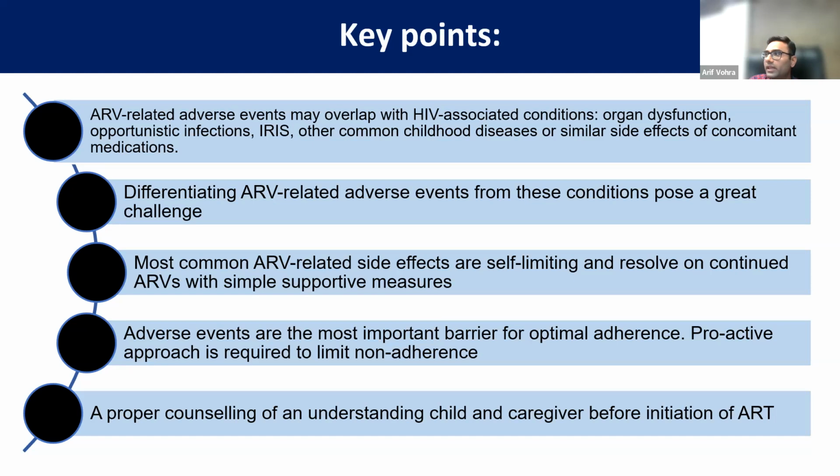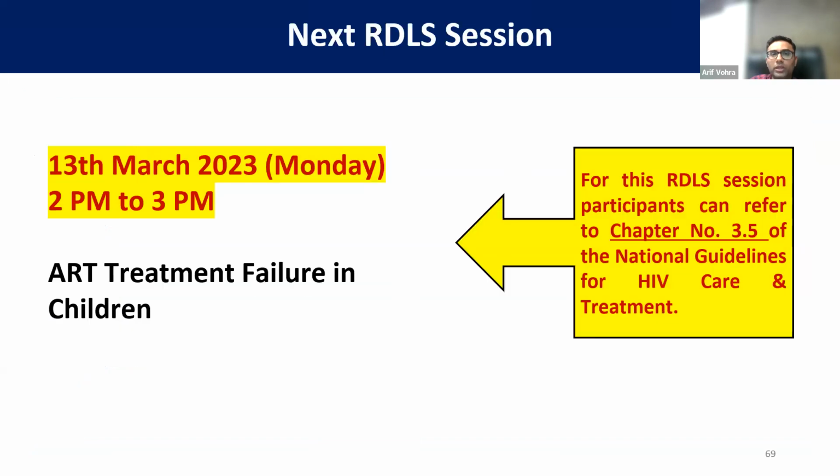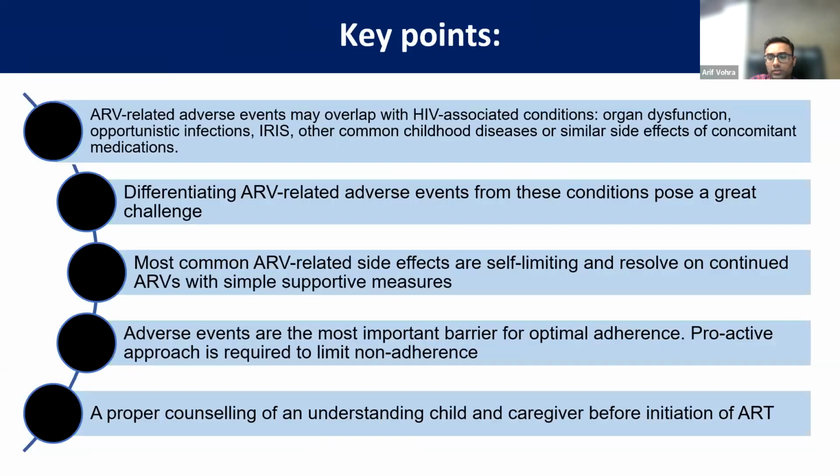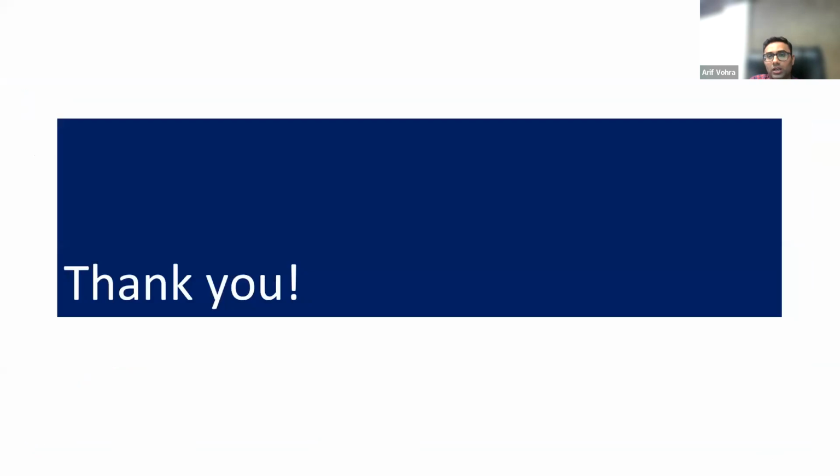Most of the ARV related side effects are self limiting and resolve with supportive measures and counseling. Adverse events are a barrier to adherence, but counseling can overcome it. So with good counseling and monitoring of the child, we can achieve very good immune recovery and very good virus suppression in the child.